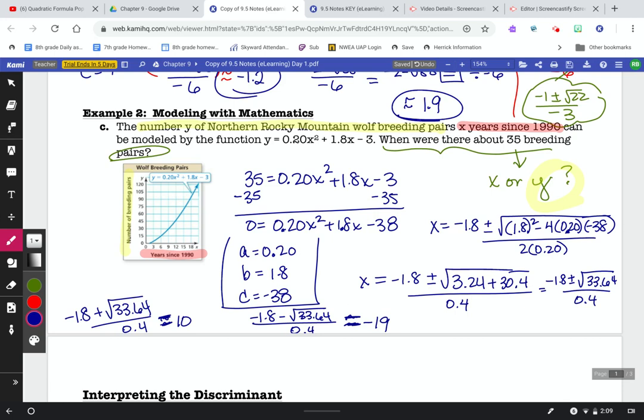Well, you can't have negative years, so we'll get rid of the negative 19. And then it was 10 years since 1990, because these are the years since 1990. So 1990 plus 10 years gives you the year of 2000. So 35 breeding pairs in the year 2000.